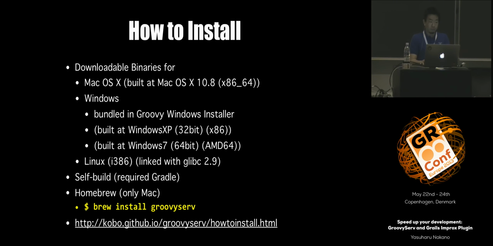Okay, how to install? I prepared binaries for macOS 10.8, Windows 7 and XP, and Linux, but a binary form is too sensitive to the environment. It's often troublesome. So I recommend building from source code on your machine if possible. If you use a Mac, the best way is to use Homebrew. It's a very easy way to build GroovyServ from source code on your own.